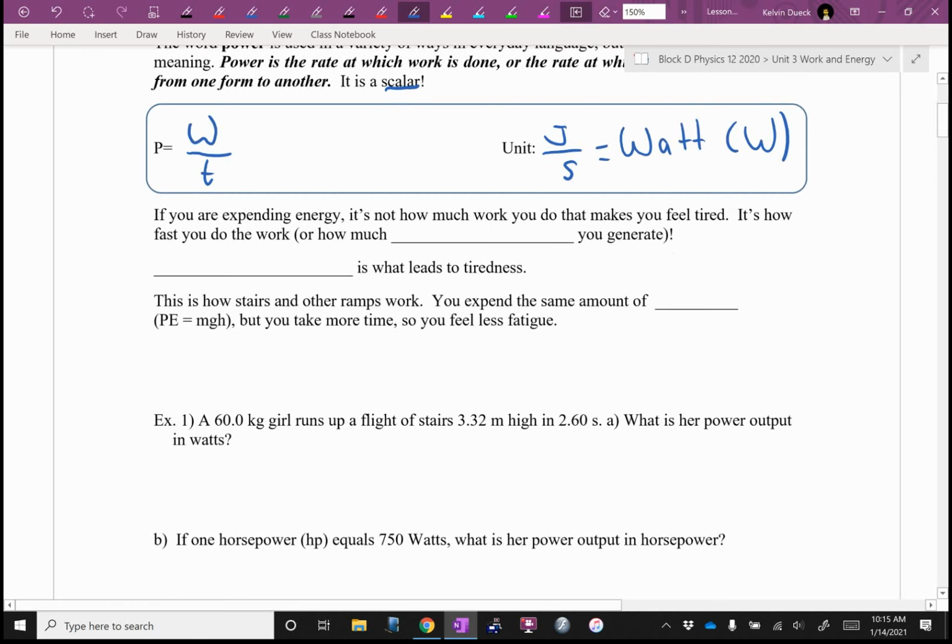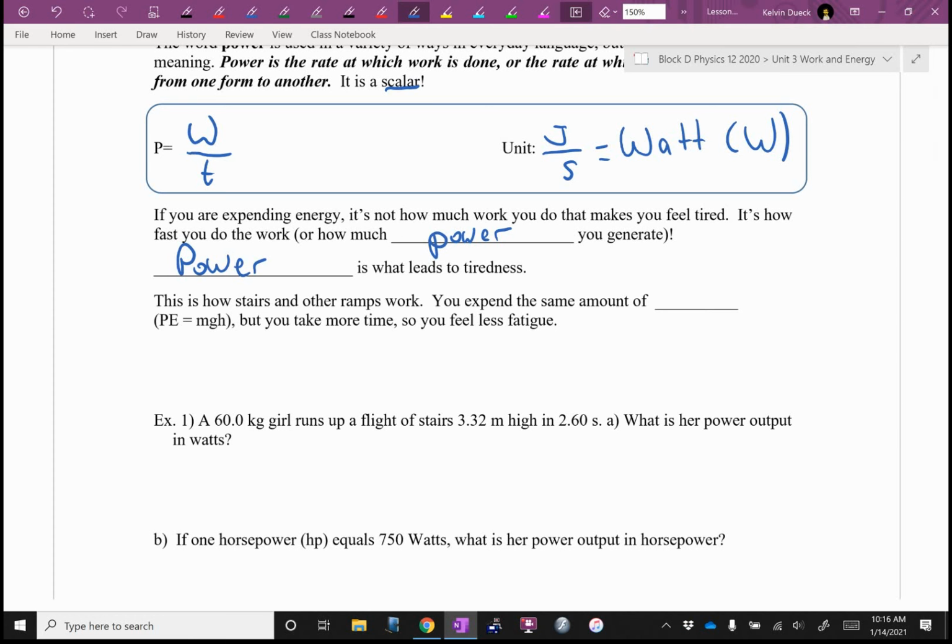Imagine again walking upstairs versus running upstairs. If you're expending energy, it's not how much work you do that makes you feel tired. It's how fast you do the work, or how much power your body is generating. Work is not what leads to tiredness. Power is tiredness. If you ask me in physics what makes you tired, you're generating a lot of power.